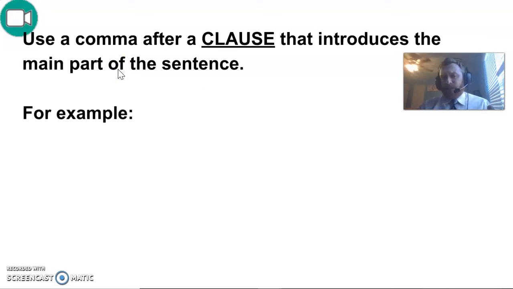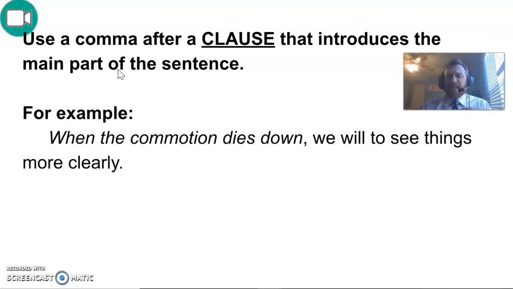That's what we're working with here. My example here could be, when the commotion dies down, comma, we will see things more clearly. Now, the main part of my sentence is, we will see things more clearly. But the question is, how or when? I actually have a dependent clause here that says, when the commotion dies down, oh, that's when we'll see things more clearly. It tells us we'll see things more clearly when the commotion dies down.